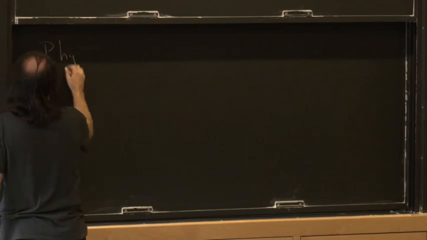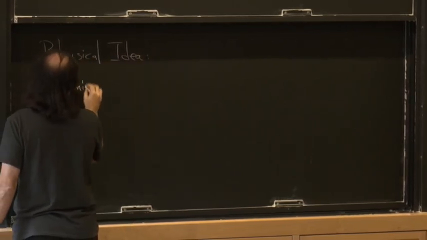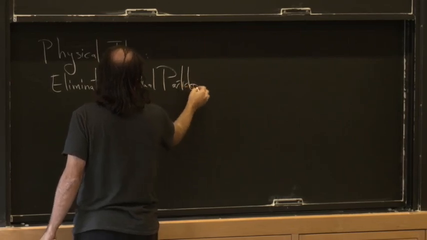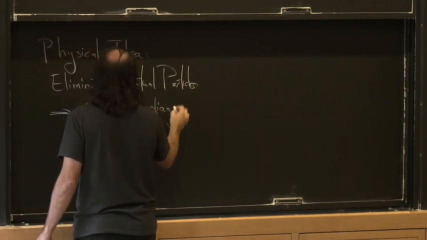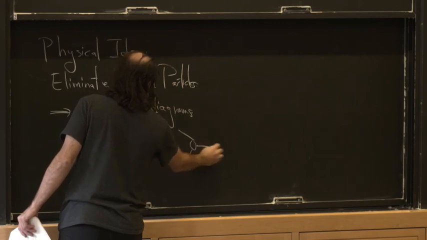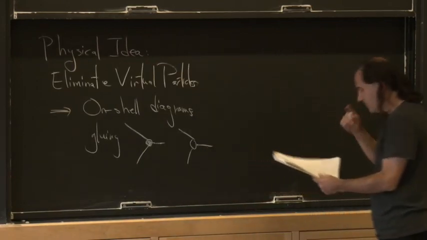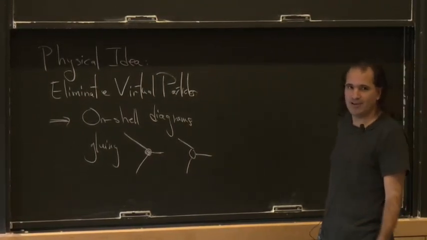We started with a physical idea, which is to eliminate virtual particles and only talk about on-shell processes. Associated with these on-shell diagrams gluing together the basic black and white vertices, the basic 3 particle amplitudes. And then you can explore this for a long time. You can explore it in a variety of ways.